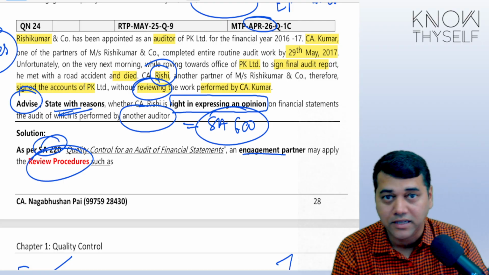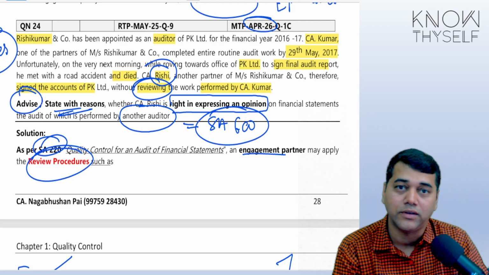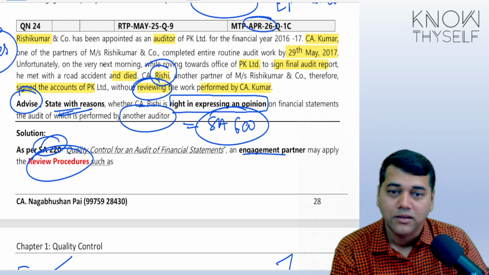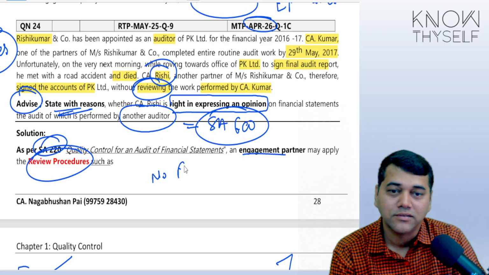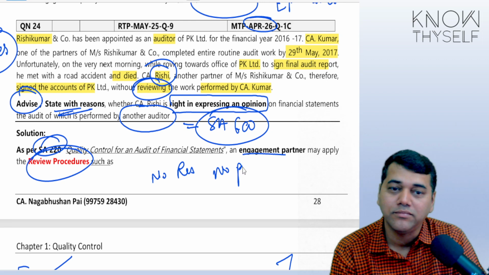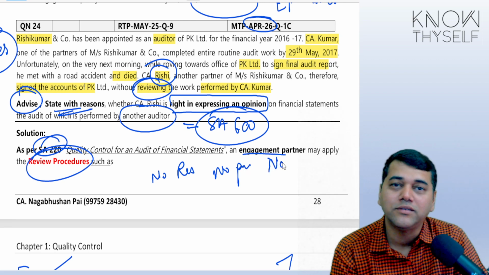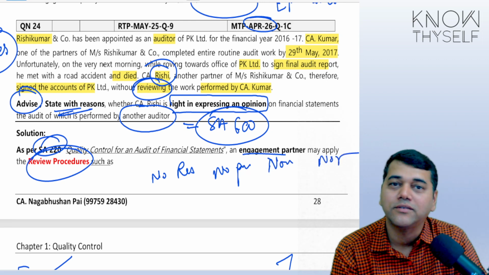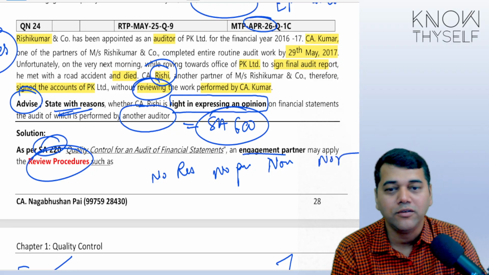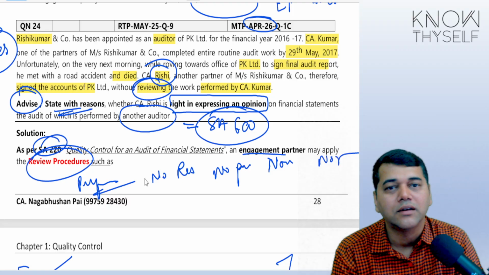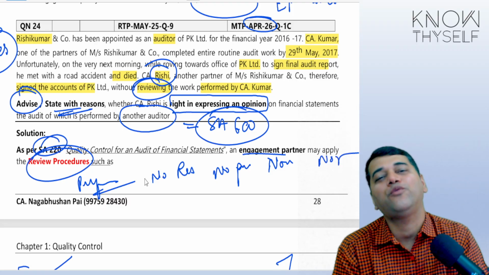Please appreciate one thing about ICAI. I don't know whether I told you or not: no reservation, no nepotism, no influence, no politics. What do you have? Only performance. Beautiful, right? Where will you find such an institute?